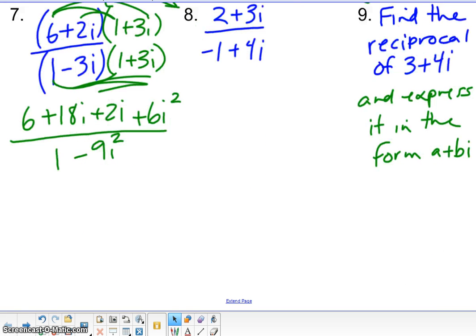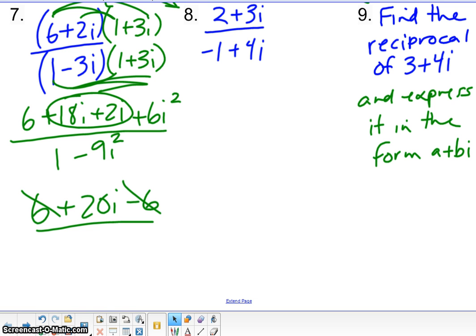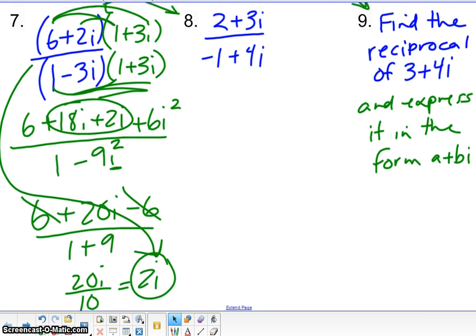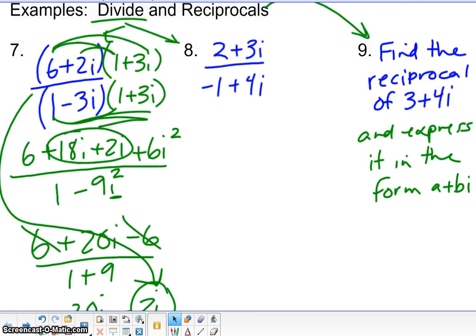Alright, let's clean it up a little bit. It'll be 6, this right here is 20i, and then negative i squared is negative, and look at that, those cancel out now as well. 1, i squared is negative, so that's 1 plus 9. So we have 20i over 10. And if you reduce that, you get 2i. So this blue reduces to 2i. Always simplify as much as possible. Cannot leave imaginary numbers in the bottom.